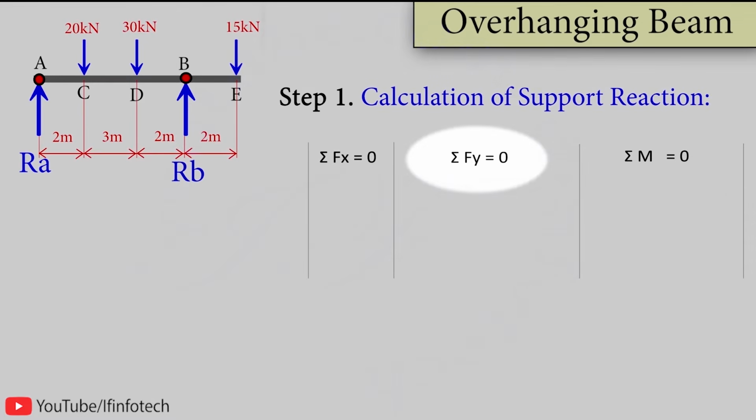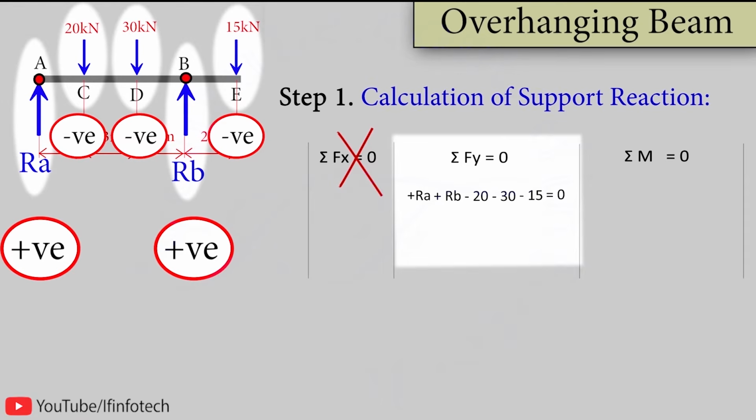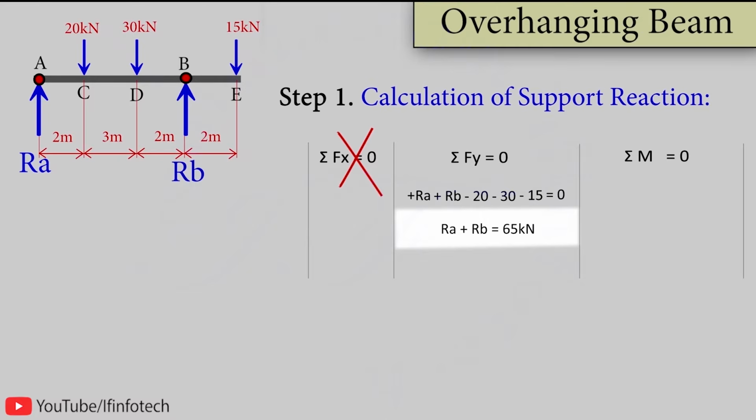And the first condition is summation Fy is equal to 0. That is summation of all vertical forces is 0, where upward forces treated as positive and downward forces treated as negative. So I can write this as Ra plus Rb minus 20 minus 30 minus 15 is equal to 0. Therefore Ra plus Rb is equal to 65. So here I will give this as equation number 1.